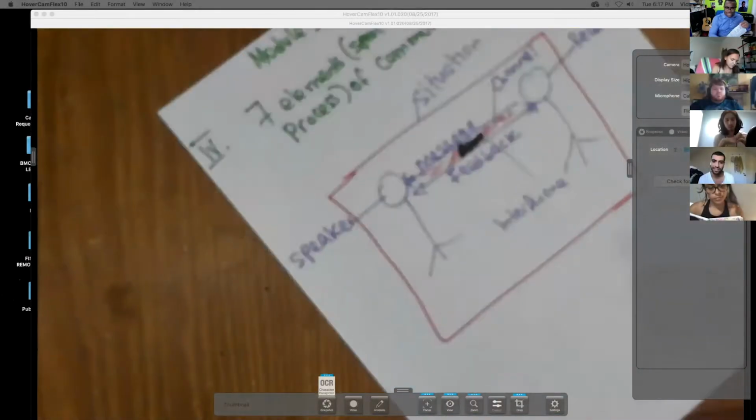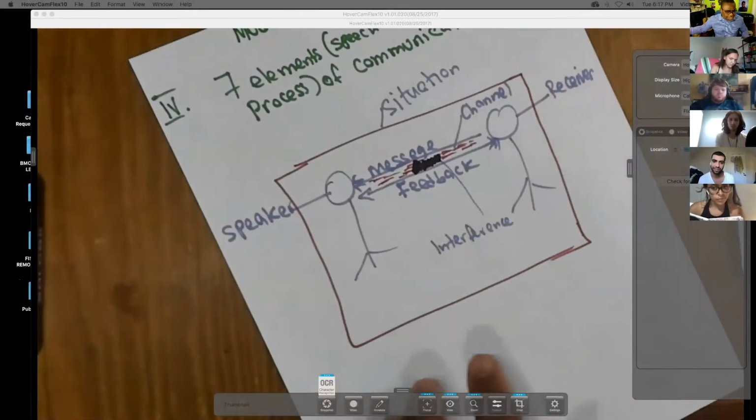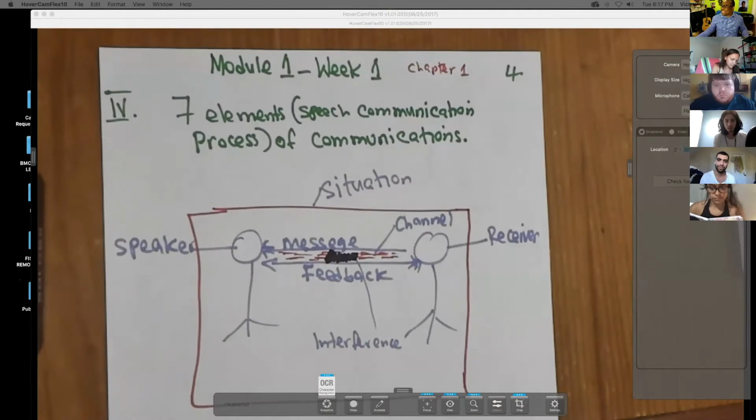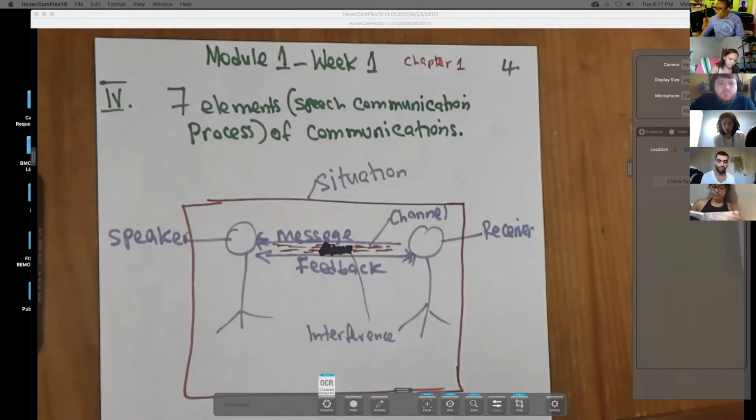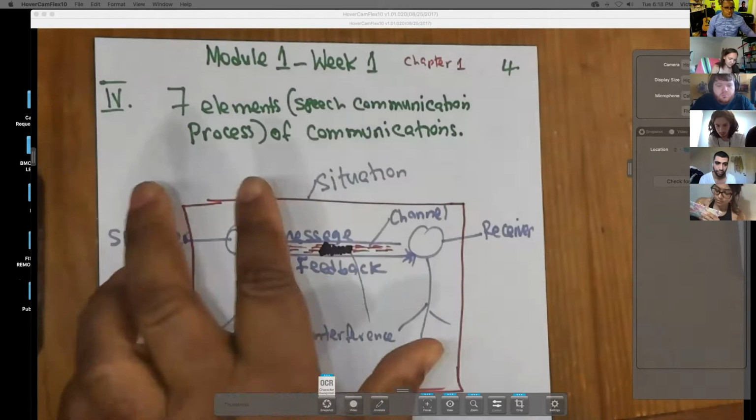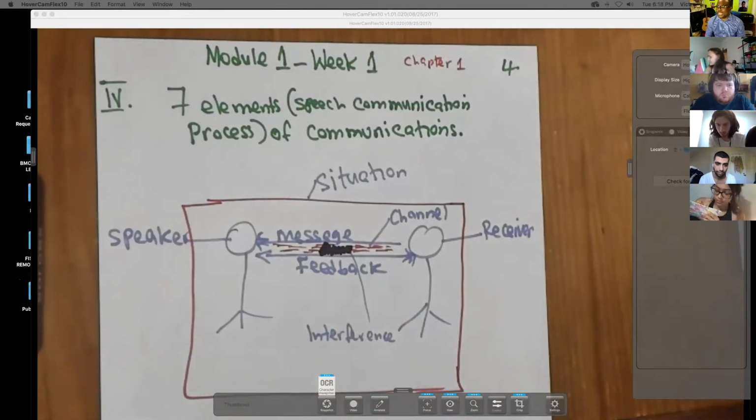I told you guys about the 7 elements of communication, also known as the speech communication process. Here it is. I'm the greatest artist in the world, people. For communication to take place, whether it is a public presentation or a conversation, all of these 7 elements must be present. And let's start with the box.